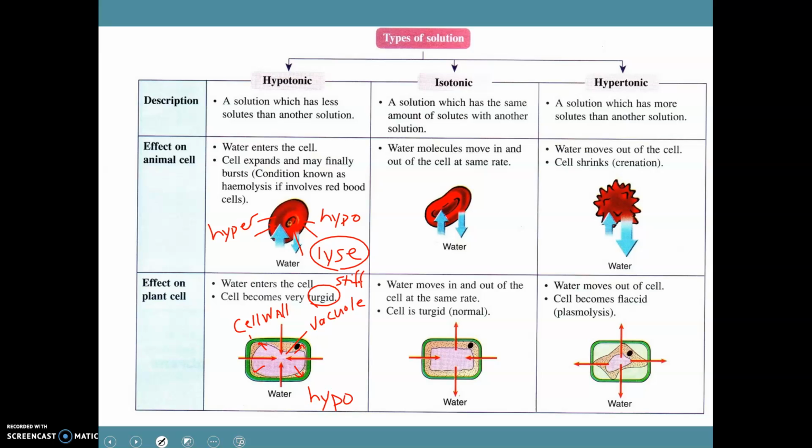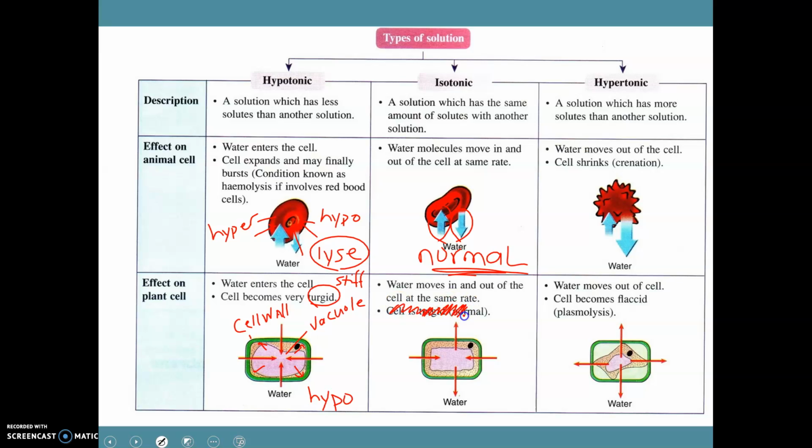Scenario number 2, isotonic. So what happens in an isotonic solution, remember, is that you have equal concentrations of solute. This is normal for an animal cell. Like a multicellular organism's animal cell, I should say. We have equal amounts of water going in both directions, so our cells stay the same. Now, what about in a plant cell if it's isotonic? This is the part where it's a mistake.